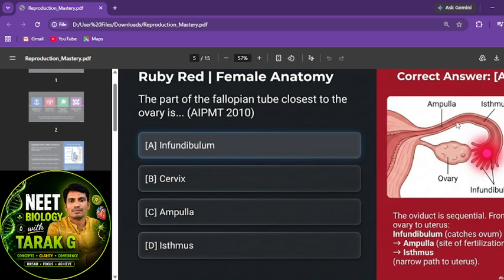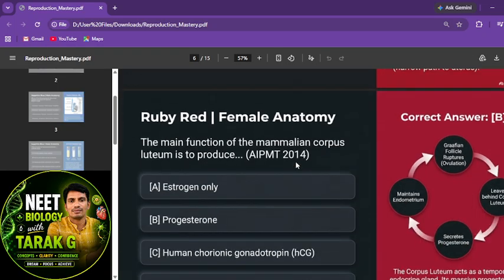Here is the isthmus-ampulla junction. Only here does fertilization take place, right? We'll move on to the next.